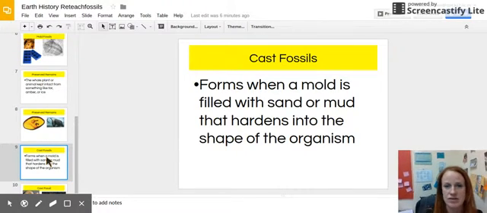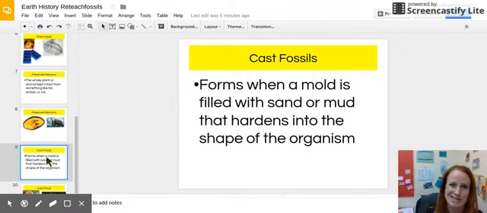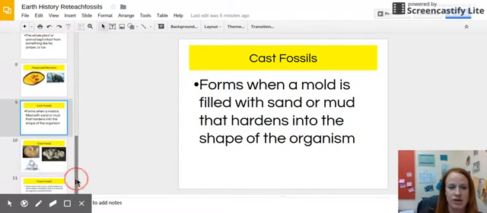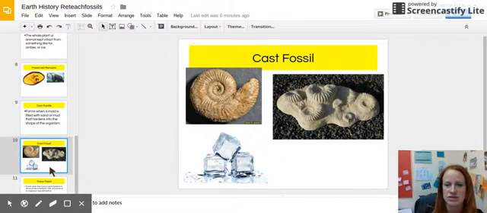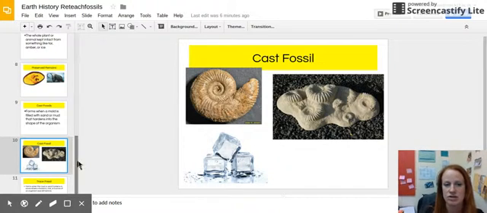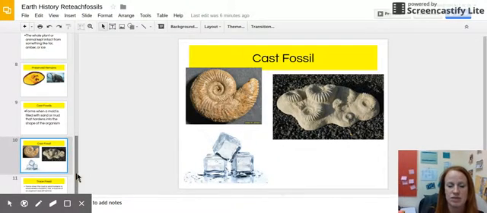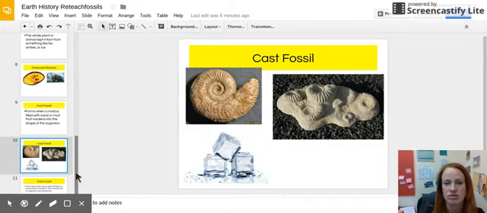Now, cast fossils are kind of like mold fossils, except that whatever is inside of the mold fills in and hardens to the shape of that organism. So some examples, there's some shell-looking things. You see that they're completely solid, and that is why I put the picture of the ice cube, because instead of the ice cube tray, which was the mold, these are the actual filled-in pieces.